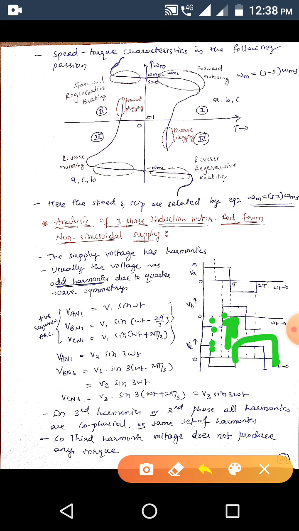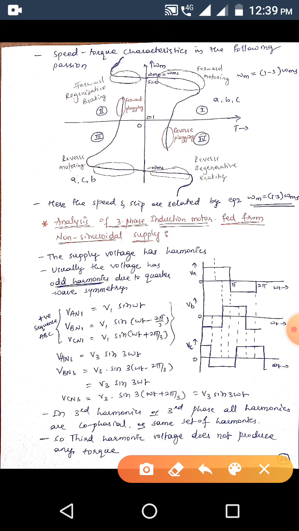Okay, so these are the three different square waves. Usually the voltage we have in the three phase induction motor has odd harmonics due to quarter wave symmetry here. Okay, because there will be 120 degree phase shift in all the three phases here. That's why, even though they have harmonics, those are in quarter wave symmetry.